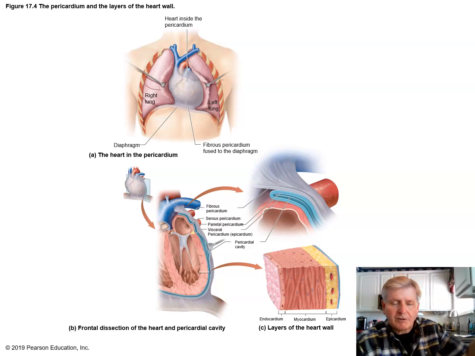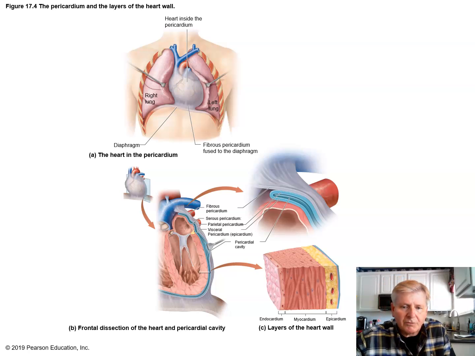So if you look at the layers of the heart wall, you actually have three layers. The inner lining layer is called the endocardium, okay? And it basically lines the open cavities. And then the middle layer of the heart is referred to as the myocardium. That's where the heart muscle is located, the cardiac muscle that contracts and produces the pumping action, okay?